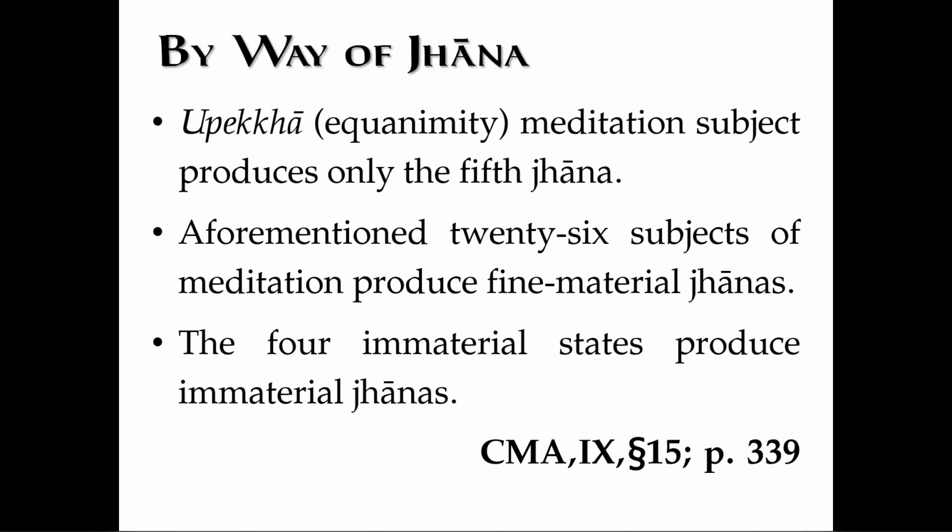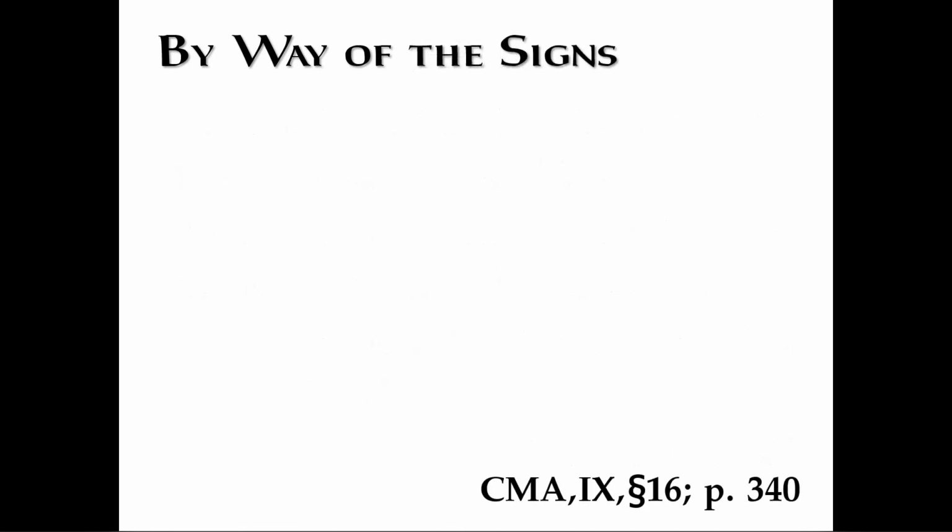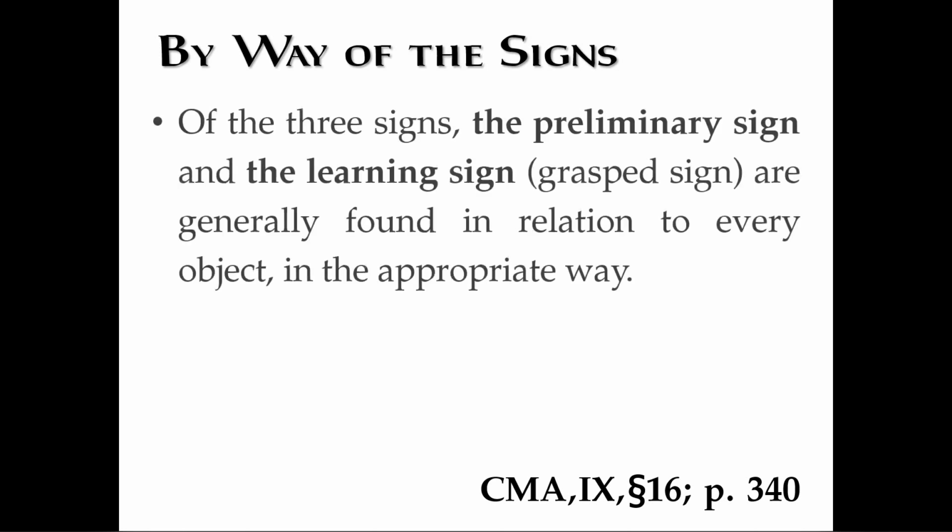I think this one is very difficult, no? You just look at page number 339. Then, by way of signs, actually you already learned that, but we are learning using the Abhidhammattha Sangaha, the Manual of Abhidhamma. Of the 3 signs, the preliminary sign, parikamma nimitta, and the learning sign, uggaha nimitta, are generally formed in relation to every object in the appropriate way. So we have 3 types of signs. The preliminary sign and the learning sign can be achieved in any type of meditation method in an appropriate way.